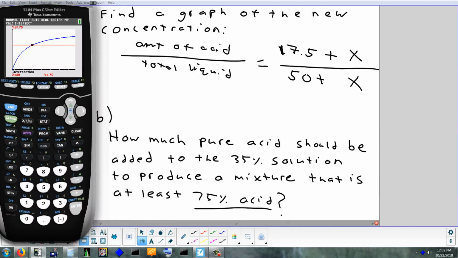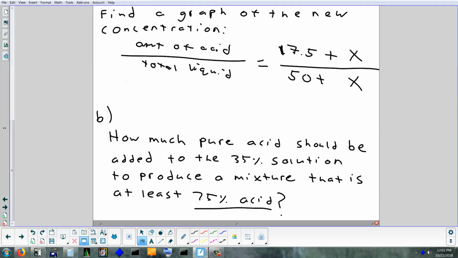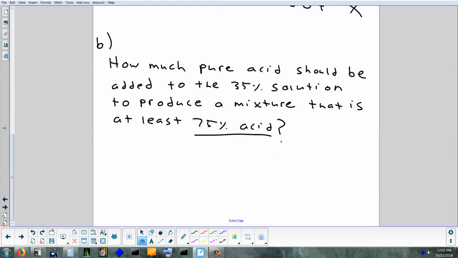All right, so if the question says how much pure acid should be added to produce a mixture that is at least 75%, it doesn't say exactly 75%. So what does that mean? How would I write my answer? I would have to add at least 80 ounces. So if you add at least 80 ounces, you'll get a concentration that's at least 75%.